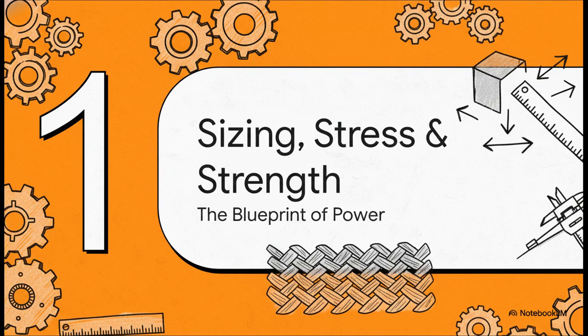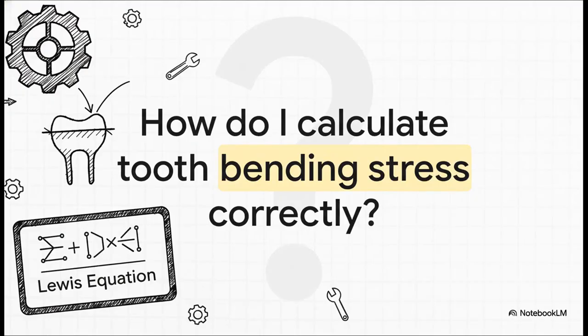So first things first, we're starting with the most fundamental challenge there is, figuring out the right size, strength, and material for the job. This is probably one of the first questions you'll ask, and it is absolutely critical to get it right. Luckily, engineers have a really powerful tool to get started, the Lewis equation.